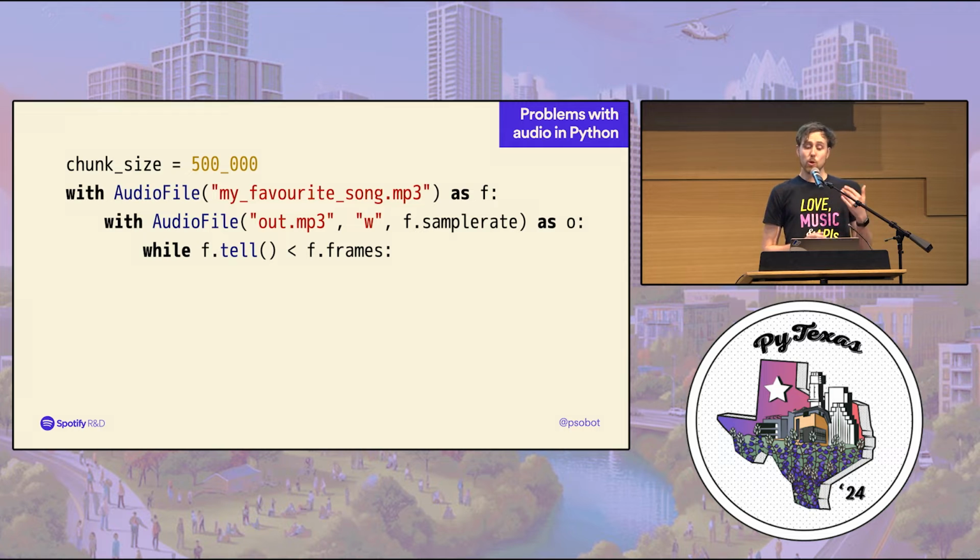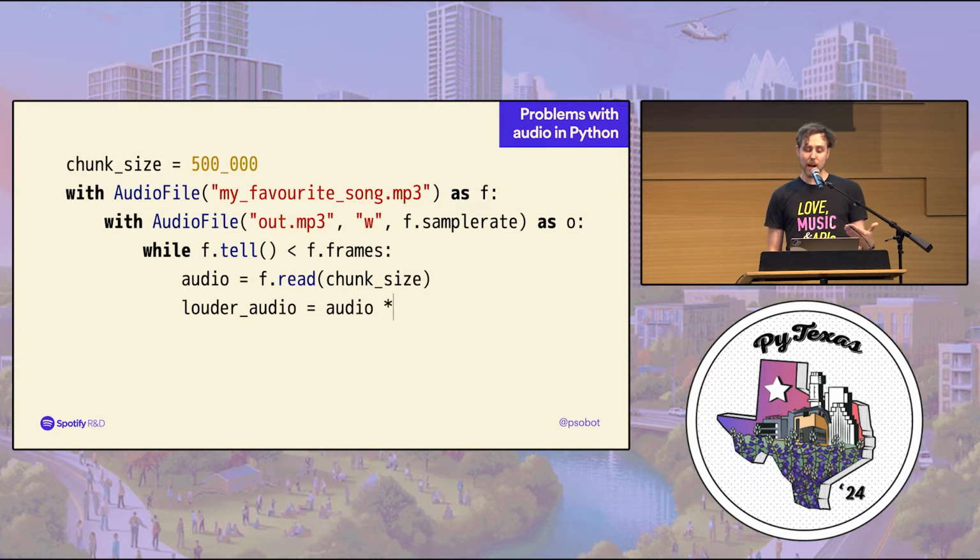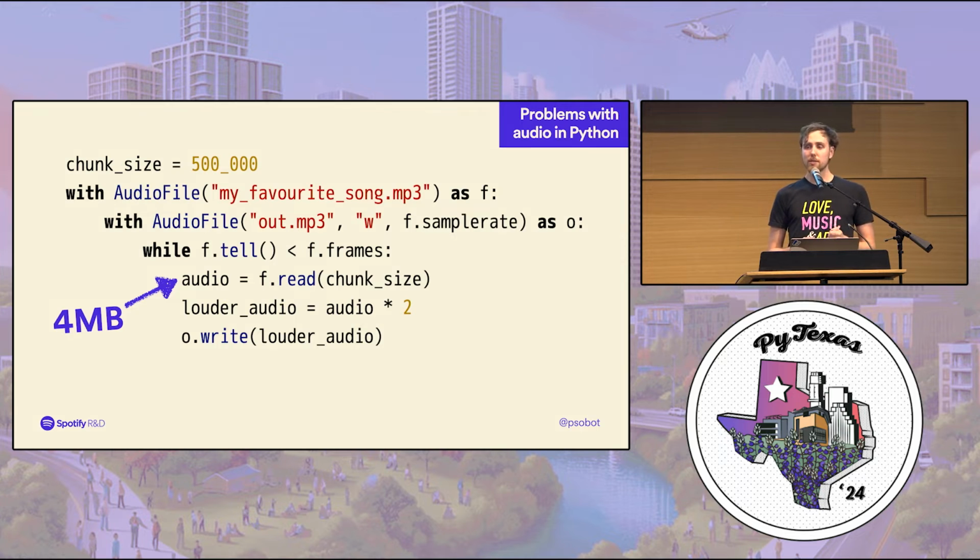Then, as long as we have more input to read, so while f.tell is less than f.frames, we're going to read one chunk of the file, make it louder, and then write that to the output file. So this is 7 lines of code instead of 5 lines. Those 2 extra lines, that's a penalty we're going to have to pay here. But the benefit is that we're never going to use more than 4 megabytes of memory.